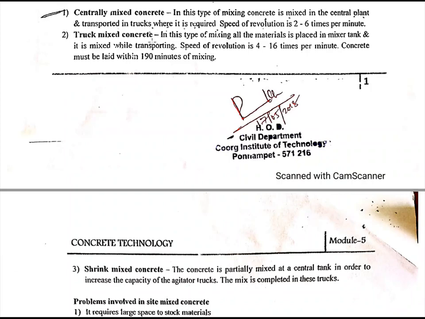And then the next type is truck mixed concrete. Here, all the materials are put inside the truck mixer, transit mixer, or drum. And then while traveling itself, the transit mixer will be rotating. This rotation will be at a speed of 4 to 16 rpms. So this type of concrete must be laid within 190 minutes of mixing. The moment you add the water to the concrete, the time starts. So within 190 minutes, that means around 3 hours, before 3 hours it has to be placed.